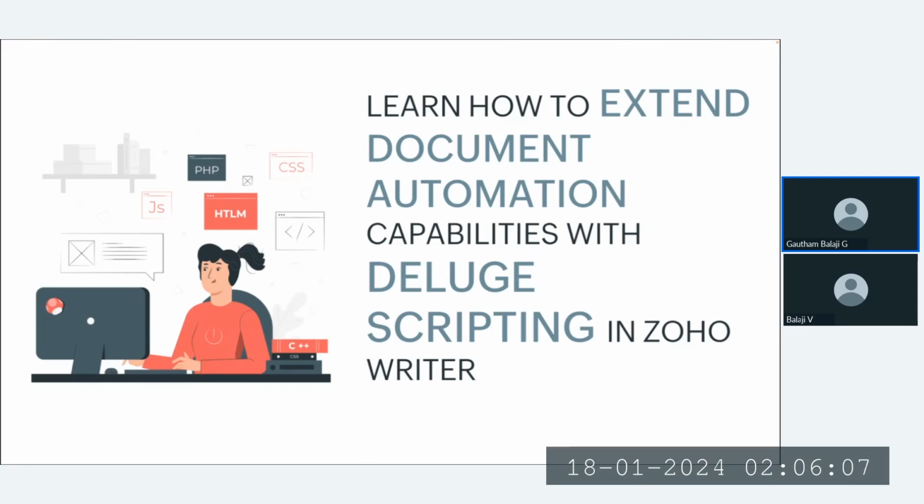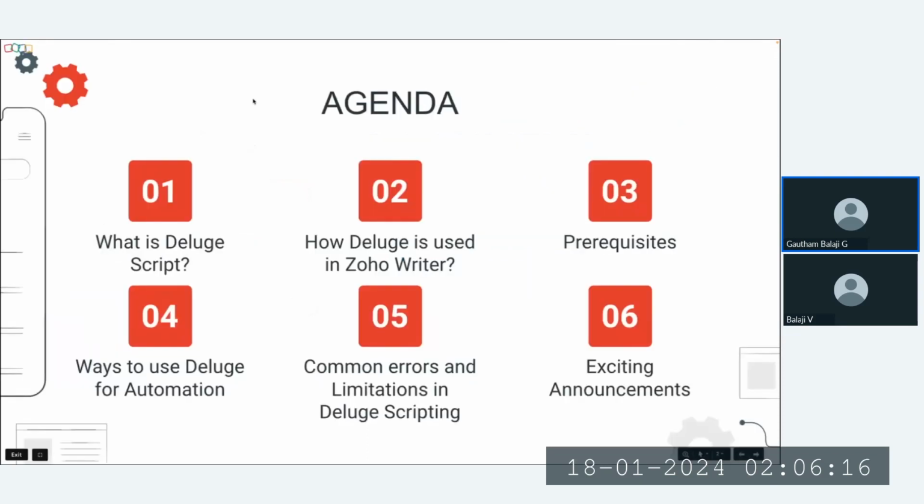Today we also have a demo session planned where we'll be showing a live demo on how these integrations and workflows work. So let's get into the agenda for today. We will start with explaining what exactly Deluge script means, and further, we will let you know how to use it in Zoho Writer. Also, we will check the prerequisites that need to be performed in order to run a Deluge function, along with various ways to use Deluge in Zoho Writer.